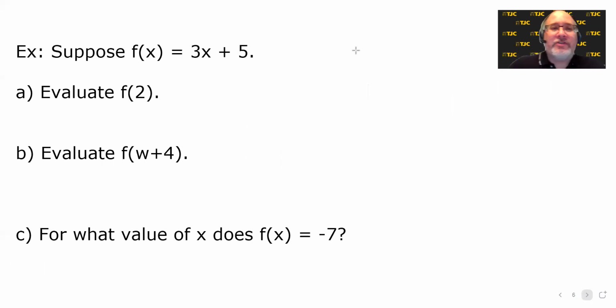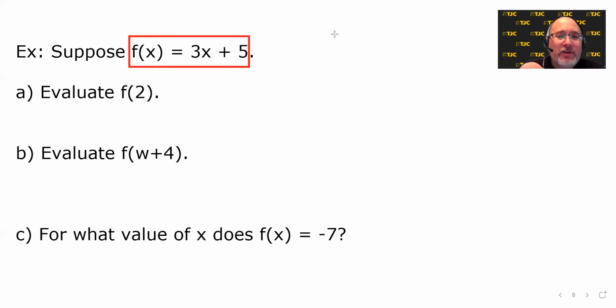All right, so let's take a look at some specific examples that start out by giving you a function in function notation. Suppose f of x equals 3x plus 5. A, evaluate f of 2. B, evaluate f of w plus 4. And C, for what values of x does f of x equals -7? Well, of these, I think the first one is clearly the easiest question. I invite you to pause the video and try some of these. You're always welcome to do that, even if I forget to mention it.